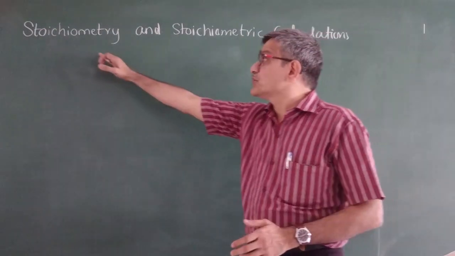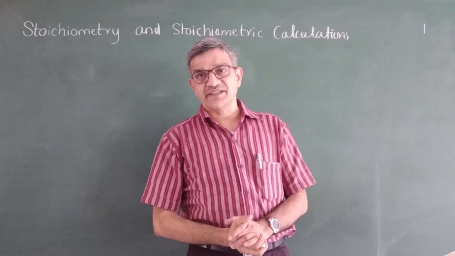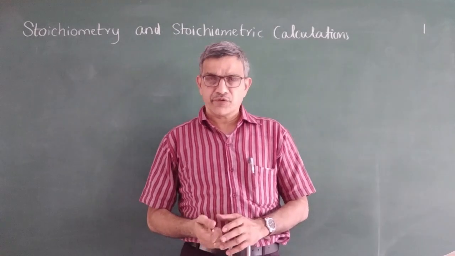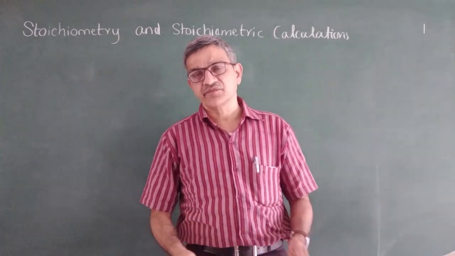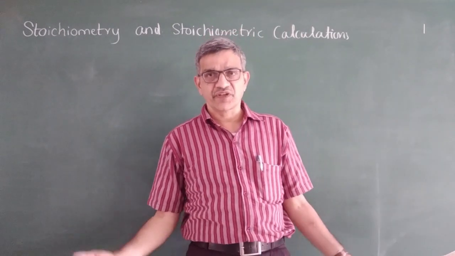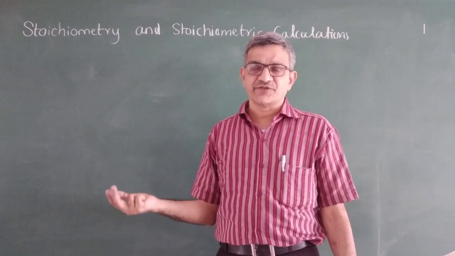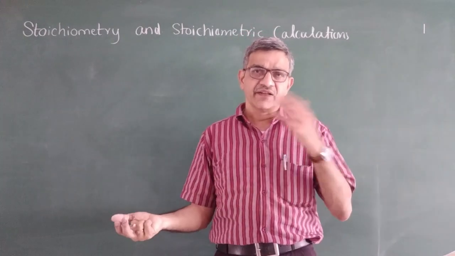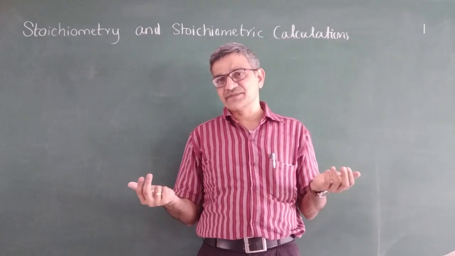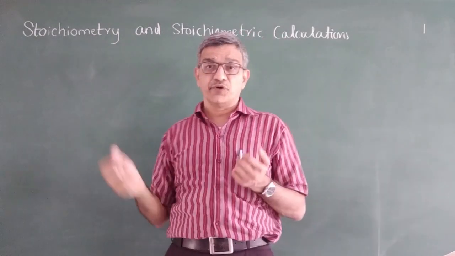Today's topic is stoichiometry and stoichiometric calculation. What do we mean by stoichiometry and its calculation? We know that in chemistry there are reactions. In these reactions, one part is called the reactant and another part is called the product. The calculation of mass involved in the reaction is called stoichiometry.